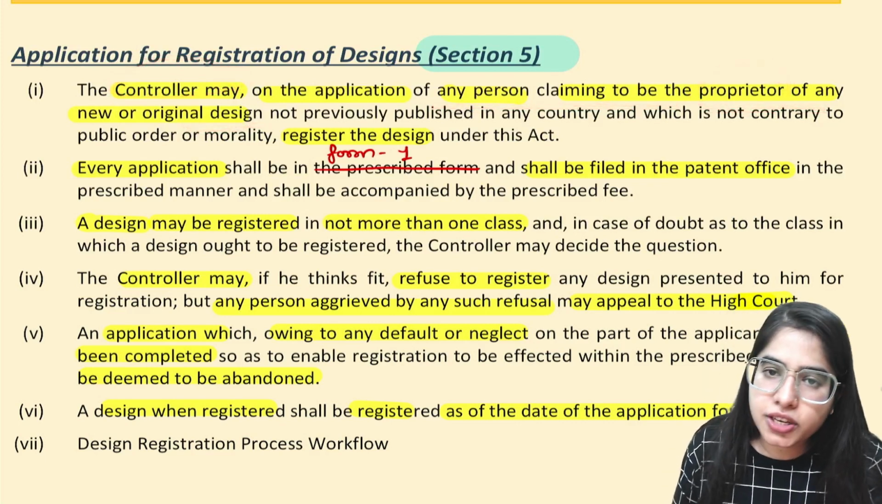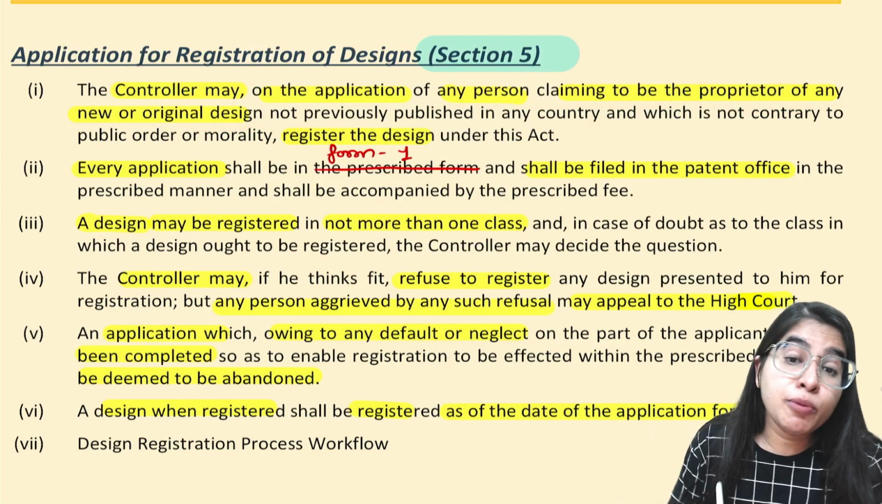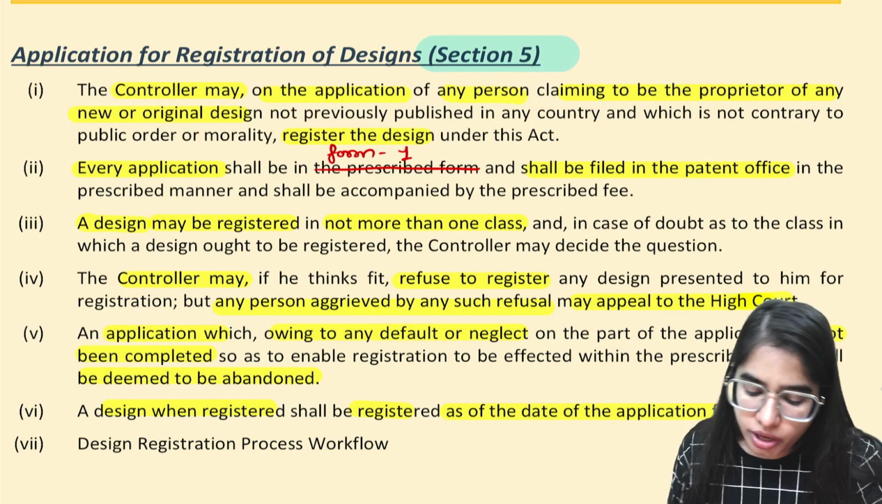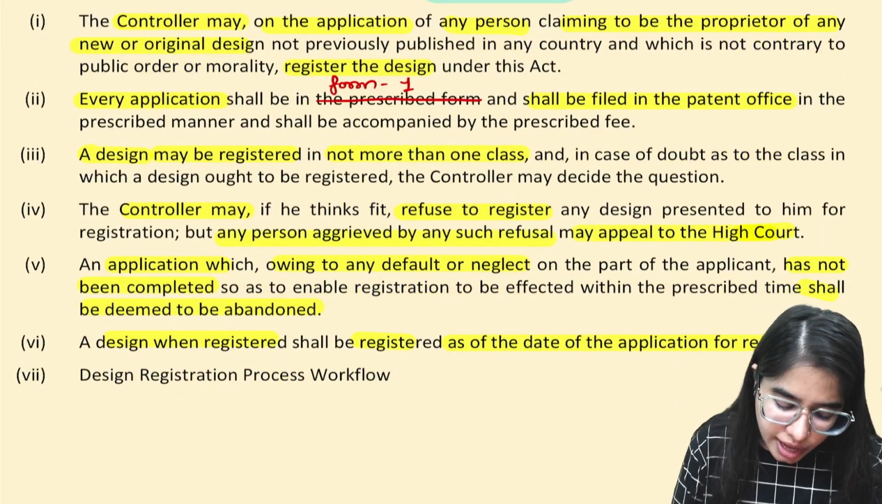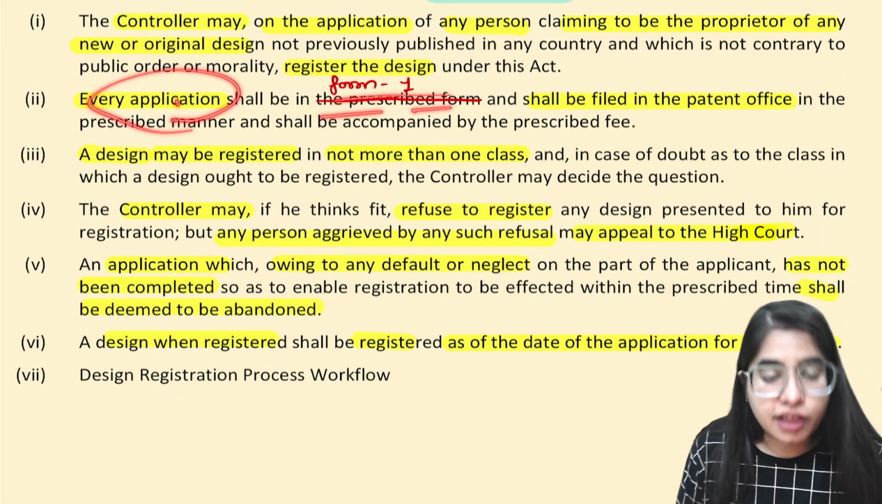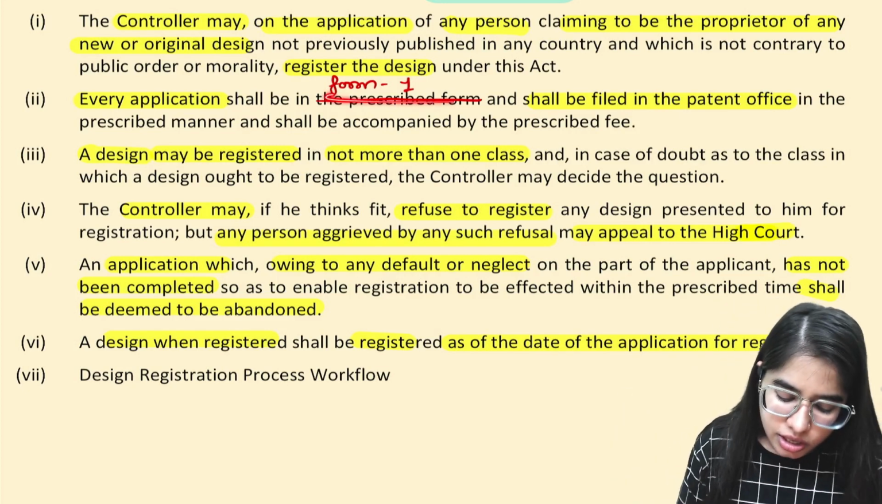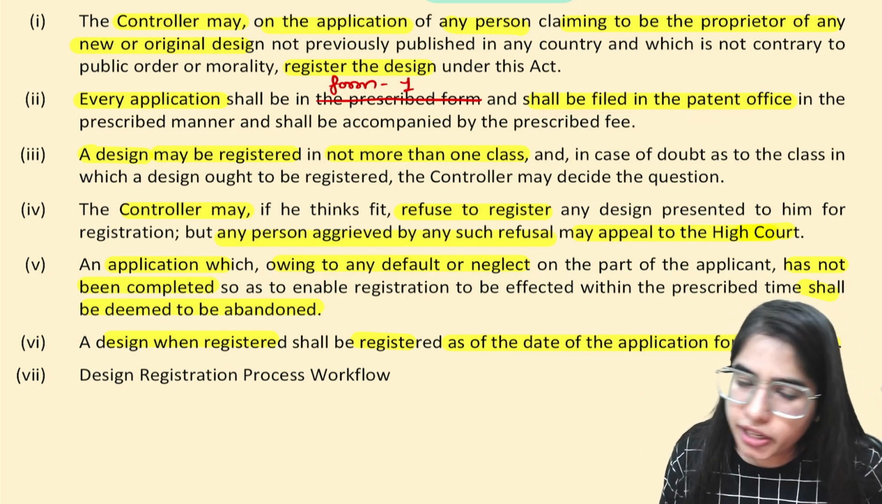Who can make an application? The proprietor of the design can make the application. Now, who's the proprietor? That we have already done. So the proprietor can make an application and the controller may register. Every application shall be in the prescribed form. What is the prescribed form? Form 1. You can write here in your material that every application has to be in Form 1 and it shall be filed in the patent office.